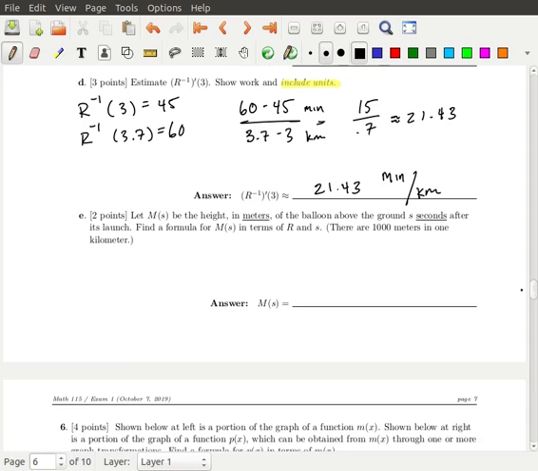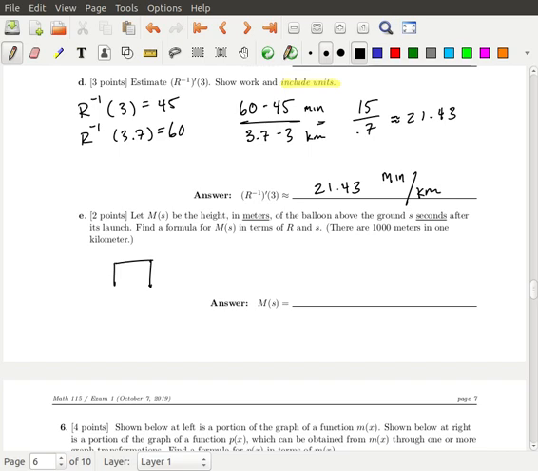For E, let m of s be the height in meters of the balloon above the ground s seconds after its launch. Find a formula for m of s in terms of r and s. There are 1,000 meters in 1 kilometer. Okay, I'm very excited about this part because I get to show off a thinking tool that a lot of students really like to use to work through these kinds of problems.